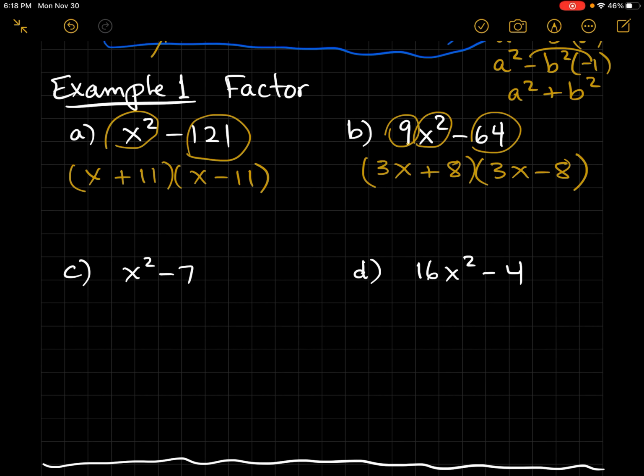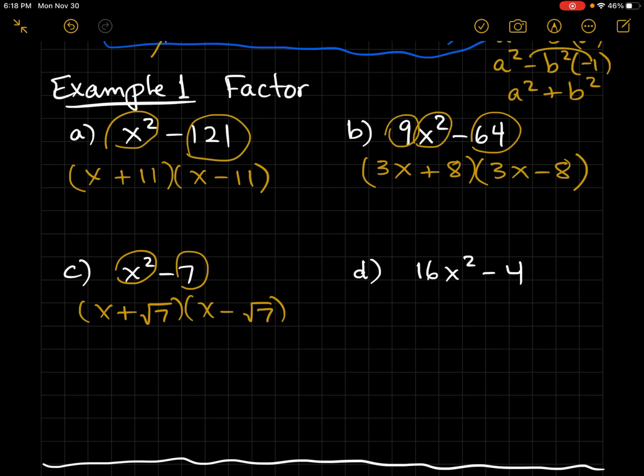Now, if we look here, you might say, well, 7's not a perfect square. But I just ask you, what's the square root of x? And what's the square root of 7? The square root of 7 is just the square root of 7. Make one of these positive, one negative. And that'll be just fine.